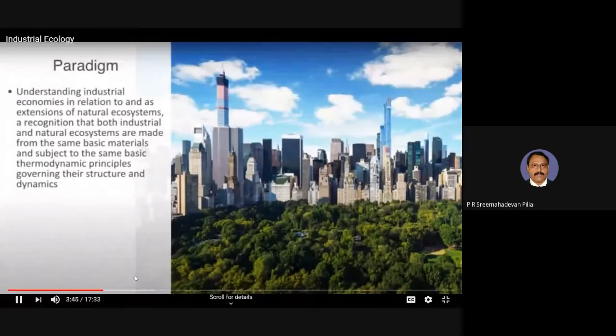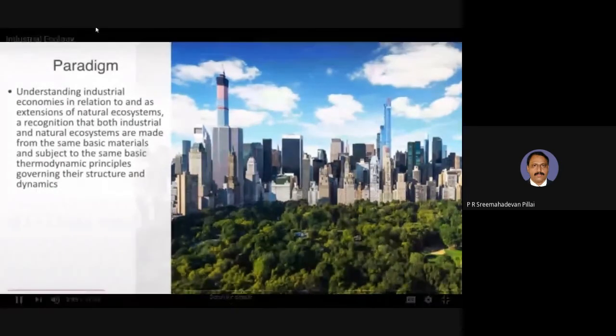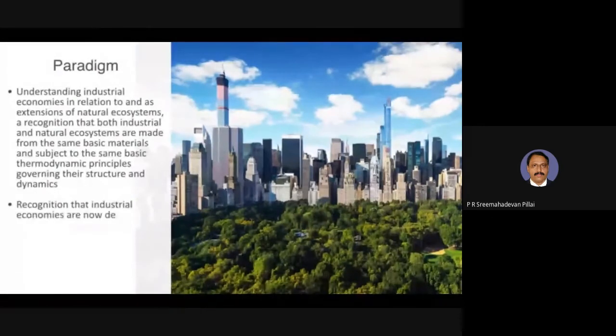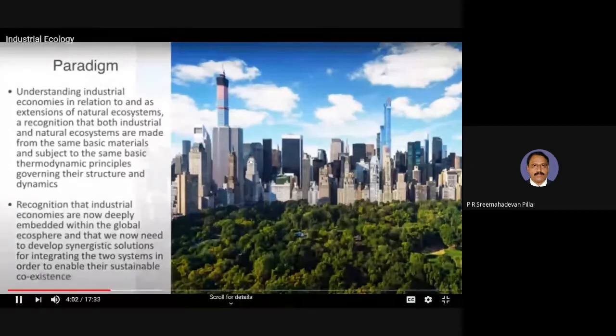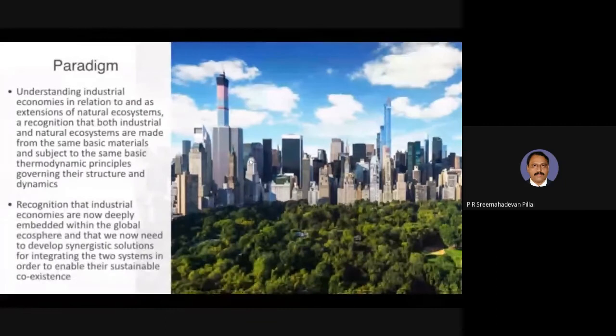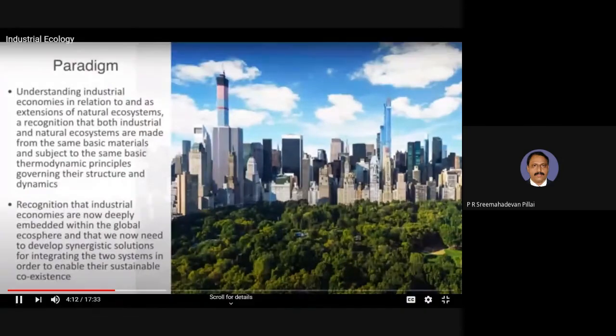Industrial ecology is based on the same general paradigm as the Anthropocene, that is to say, a recognition that industrial economies are now deeply embedded within the global ecosphere, and that we now need to develop synergistic solutions for integrating the two systems in order to enable their sustainable coexistence. Within this context, industrial ecology can be seen as the practical solution for designing and managing sustainable systems of technology.